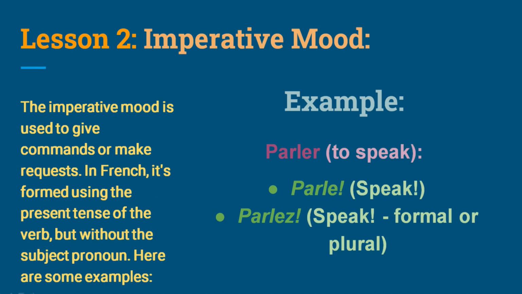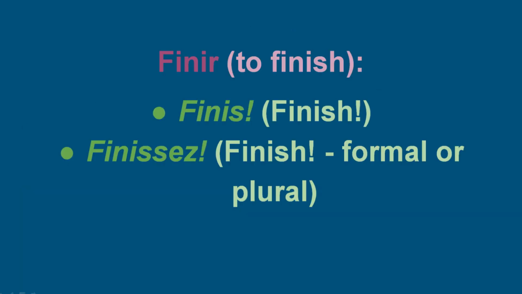Lesson 2. Imperative mood. The imperative mood is used to give commands or make requests. In French, it's formed using the present tense of the verb, but without the subject pronoun. Here are some examples. Parler, to speak. Parle, speak. Parlez, speak, formal or plural. Finir, to finish. Finis, finish. Finissez, finish, formal or plural.